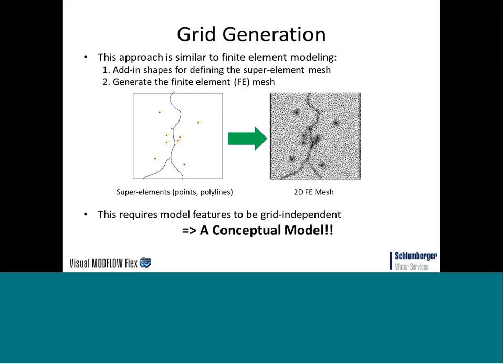For those of you that are familiar with finite flow modeling, this approach that we plan on taking in MODFLOW-USG is very similar to what you do with flow. So in a flow model, you start by adding in shapes for defining the super-element mesh. These could be your points, lines, and polygons. Then you generate the finite element mesh around these objects. So you specify how much refinement you want to have occur around these objects, the gradational refinement, whether it's smooth or sharp, and you also specify roughly how many elements you want it to have. In order to do this, this requires the model features to be grid independent. Again, this is where the benefits of having a conceptual model can become quite important.